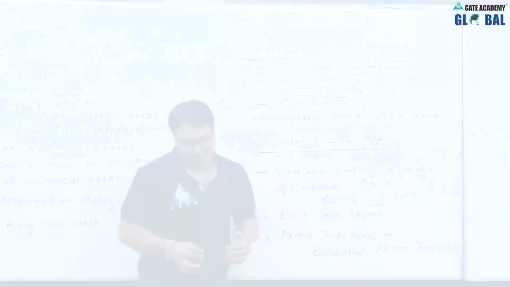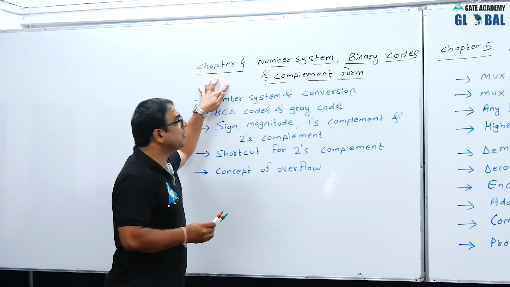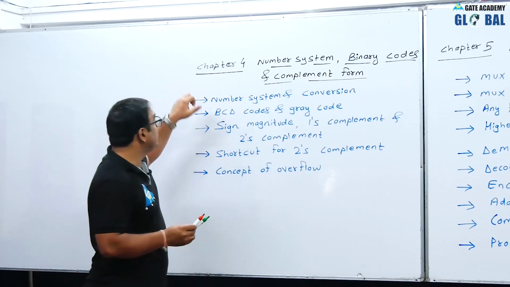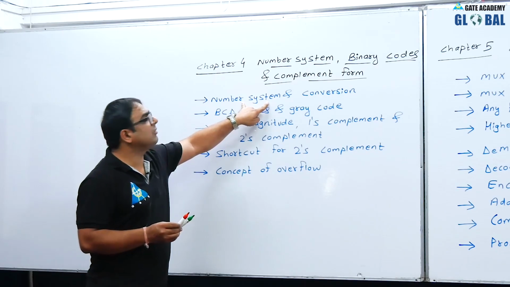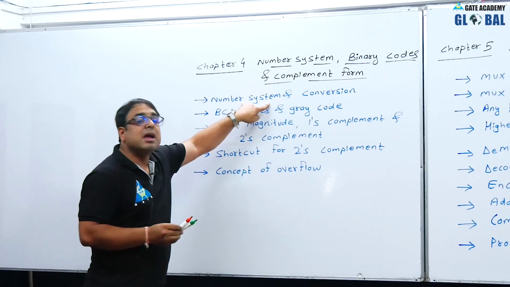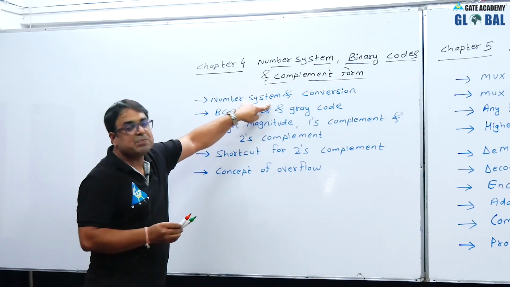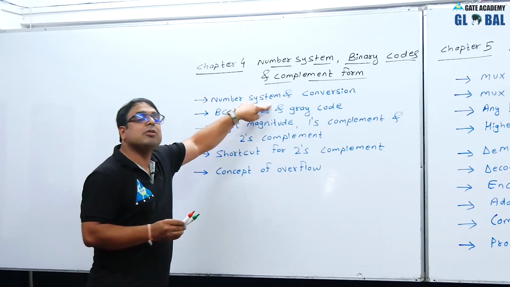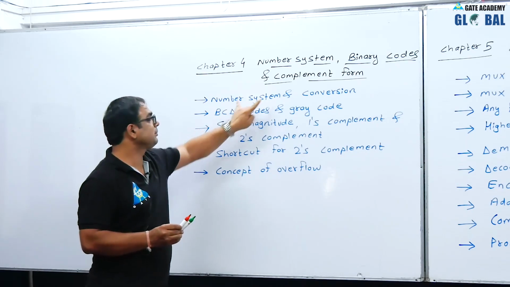digital electronics. Next, chapter 4, we will see number system, binary codes and complement forms. So let us see what we have in this unit. So first we will be starting with number system and conversion. So we will be discussing the basic number system we have and how to convert a number from one number system to another number system. We will discuss it so systematically that we will be able to solve the question for any base number system.